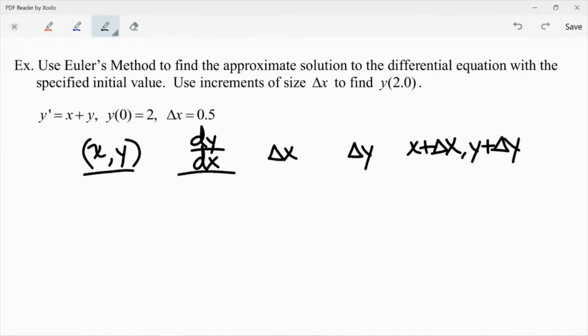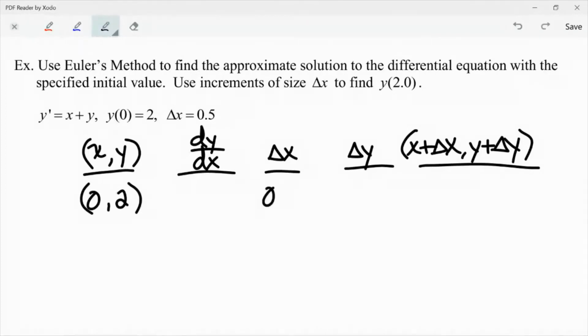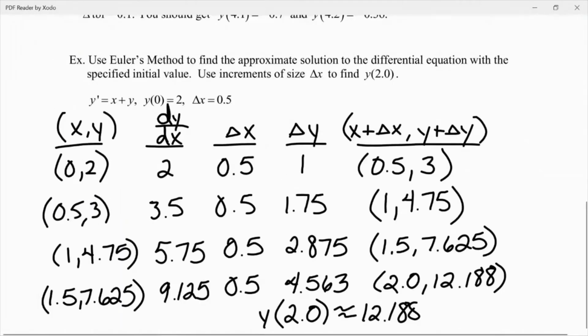Okay, so those are my columns that I'm going to use. And remember, we're starting this time at the point (0, 2). And my step size I know is going to be 0.5. So what I want you to do is fill that out all the way until you get down to the point where you can approximate y at the value where x is 2.0. Okay, so you can pause the video. When you come back, I will show you the solution.